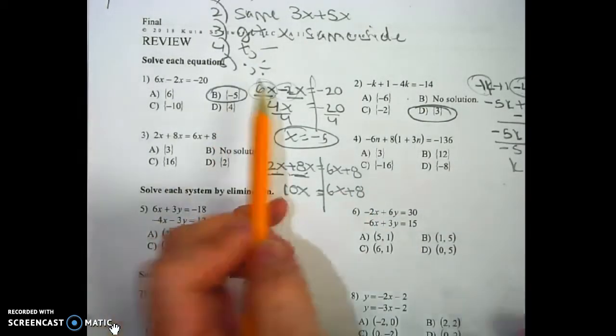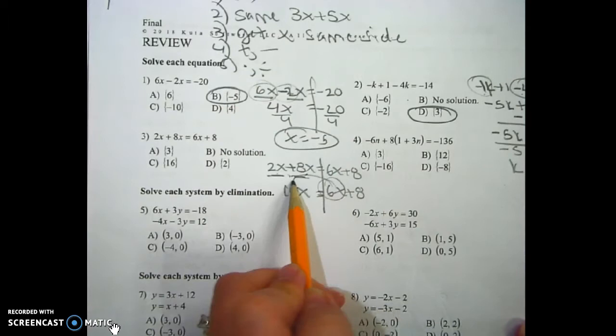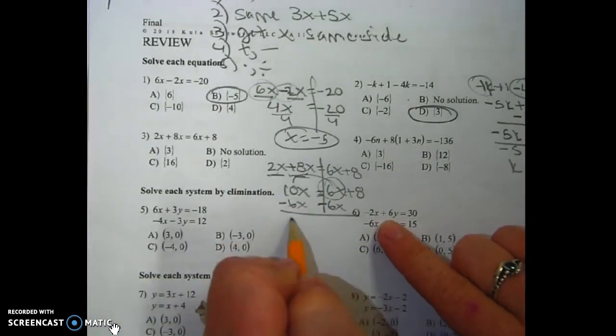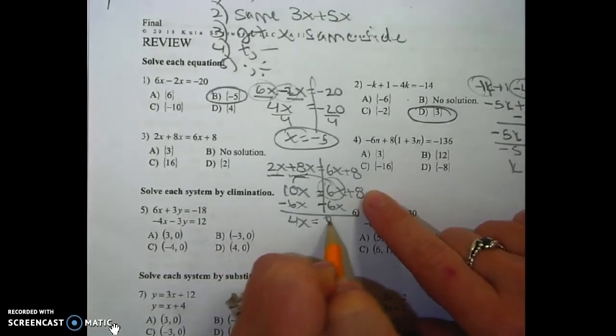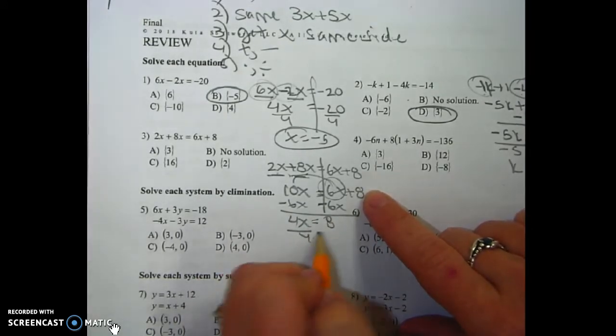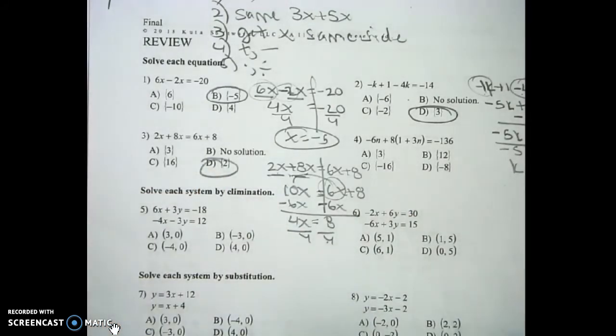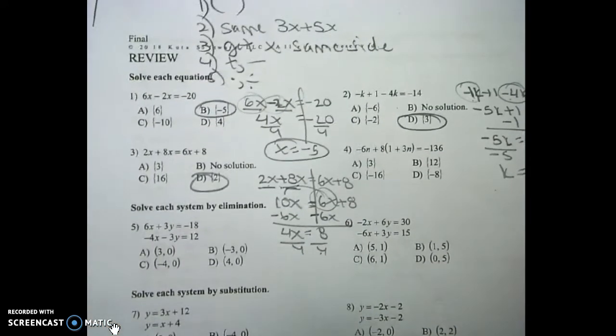And now this is when I'm going to get the x's on the same side, small x to big x. Do the opposite, -6x. 4x equals 8. Divide by 4. 8 divided by 4 is 2. Okay. Let's look at number 4.